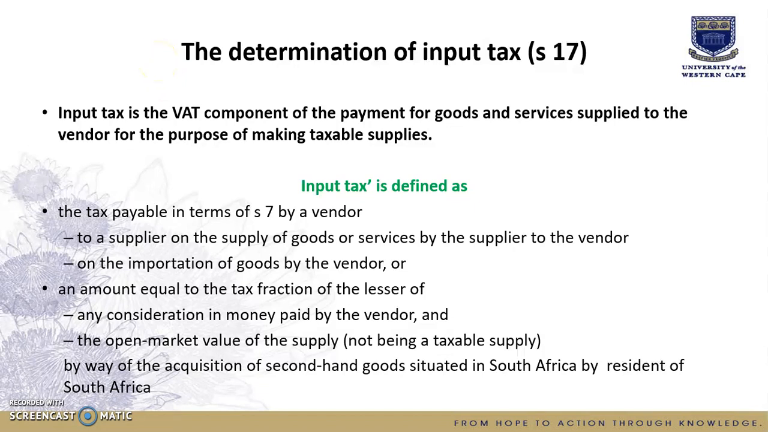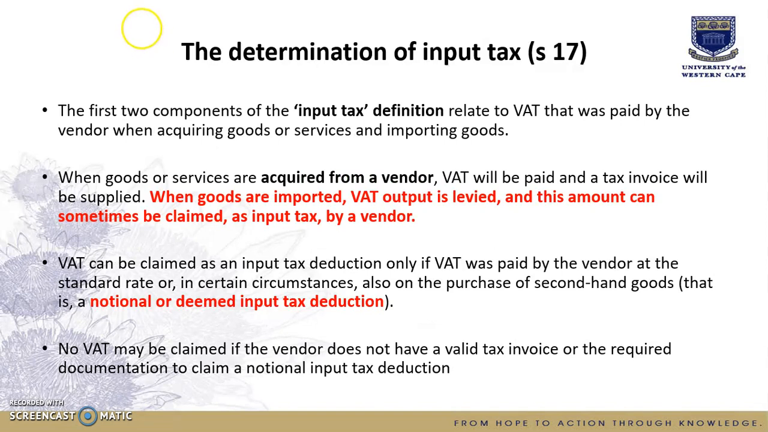And what is input tax defined as? It is defined as the tax payable in terms of Section 7 by a vendor to a supplier on the supply of goods or services by the supplier to the vendor, on the importation of goods by the vendor, or an amount equal to the tax fraction of the lesser of any consideration paid in money, open market value of the supply by way of the acquisition of second-hand goods situated in South Africa by a resident of South Africa. Alright, very long definition. It's really not that difficult. If we're going to break it down into its separate components, you're going to see it's not difficult at all.